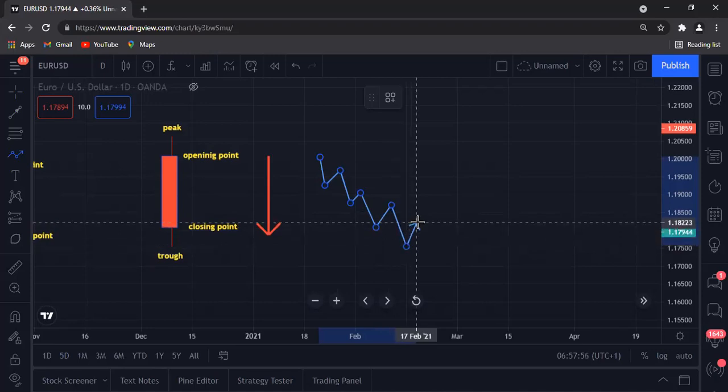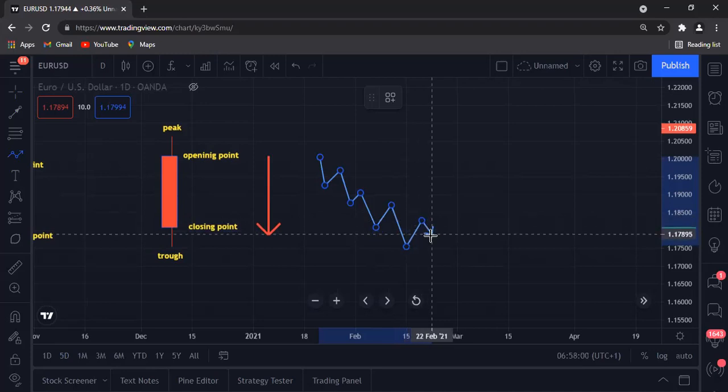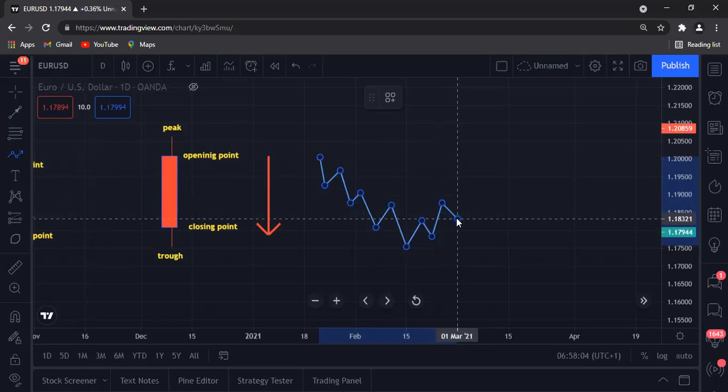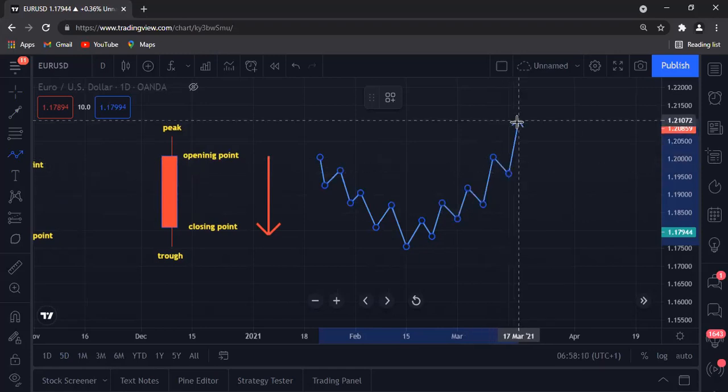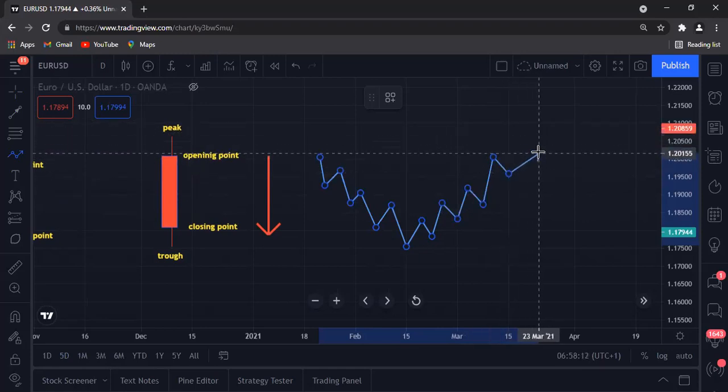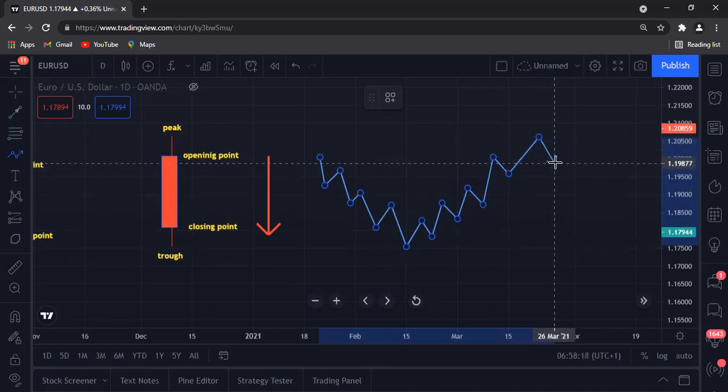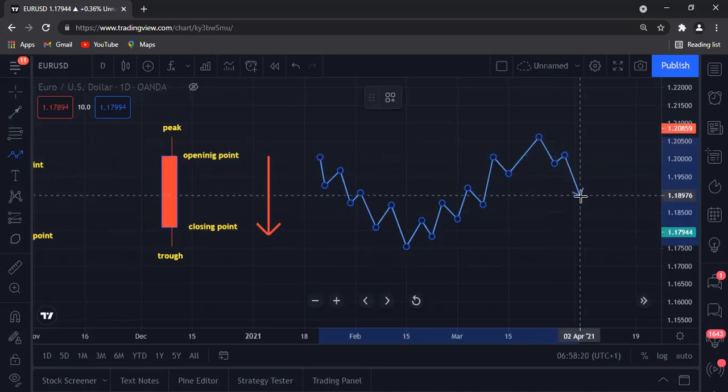You can see this trend. Let's say this is a 1 minute candle. You won't see this. There's no way you can see this because it's just a single candle representing 1 hour. But the line chart would show you this. It will show you this clearly. Then it gets to its peak and starts falling again.